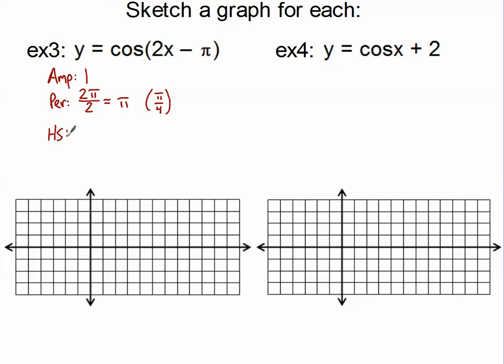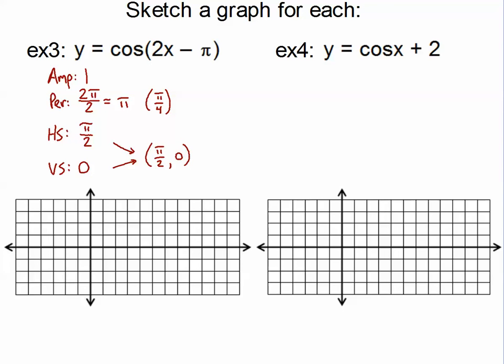Horizontal shift, we take the value of c, which in this case is positive pi, and we divide by what b is, and in this case b is something other than 1, so yay, we have a different horizontal shift, and that's pi over 2. That means that we're shifting to the right, and unfortunately we still do not have a vertical shift, that's 0. So together these two shifts make this my new starting point. Pi over 2 to the right, 0 up or down.